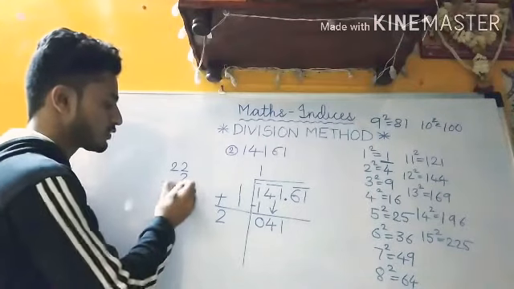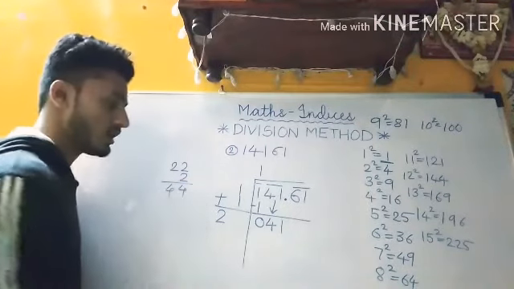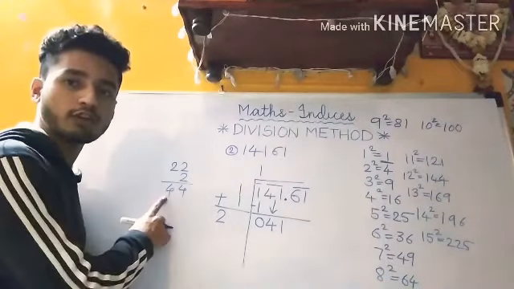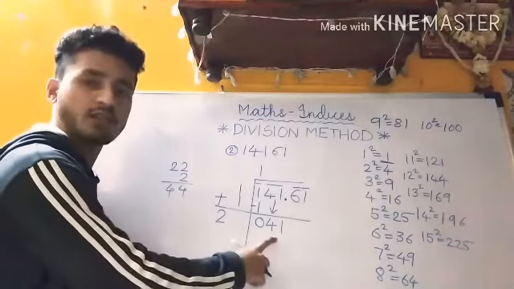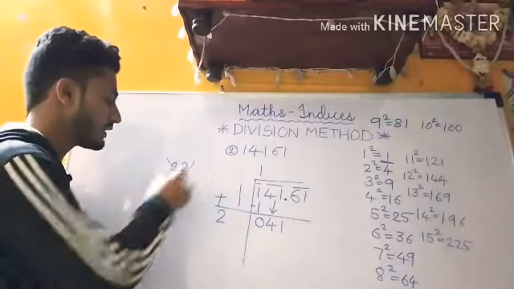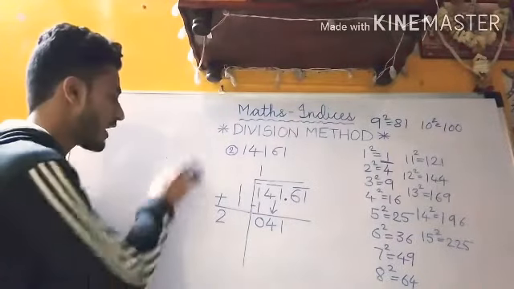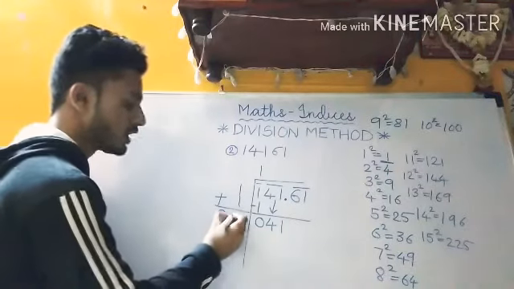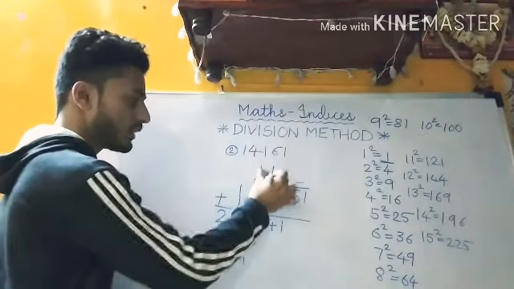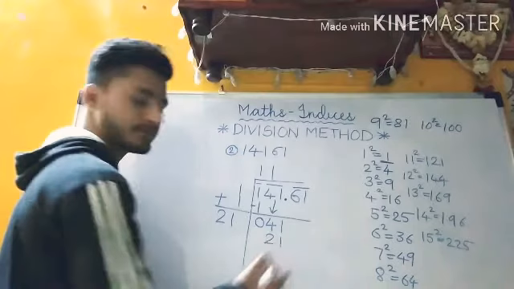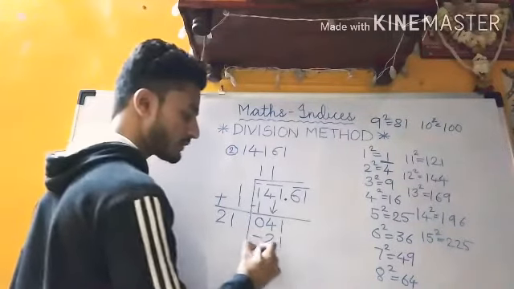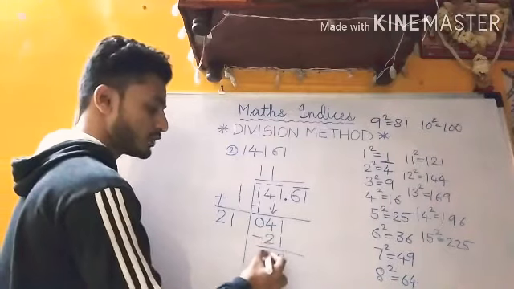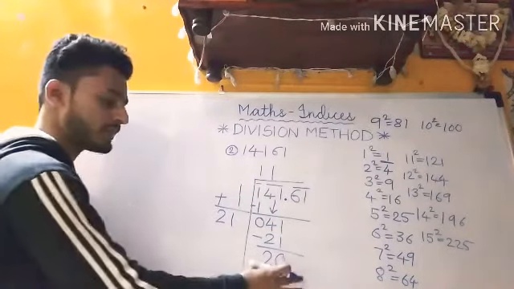2 2 is 4, 2 2 is 4. But if you check here, 22 into 2 is 44. But this is 41. So we cannot take this number into 2. So we have to go for the previous one only, that is 21 into 1. So 21 into 1 is 21. Again we will do the subtraction. 1 minus 1 is 0. 4 minus 2 is 2. We have done the subtraction.